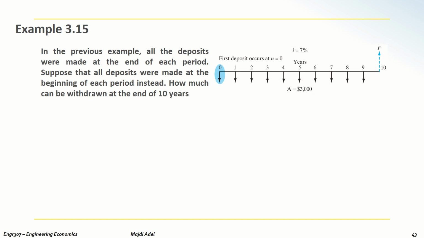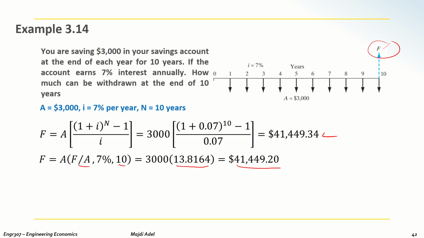Now we have the same example as before, but now instead of depositing the money at the end of each year, we are going to deposit the money at the beginning of each year. I'm still going to have 10 deposits, the same, okay? But now the timing is different. Instead of putting the money in the bank at the end of the year, I'm going to put the money in the bank at the beginning of the year.